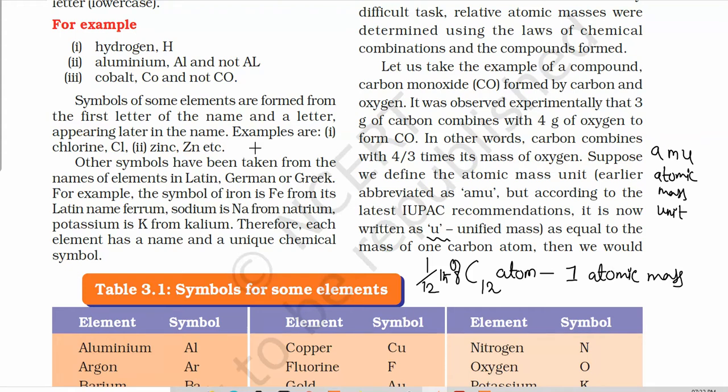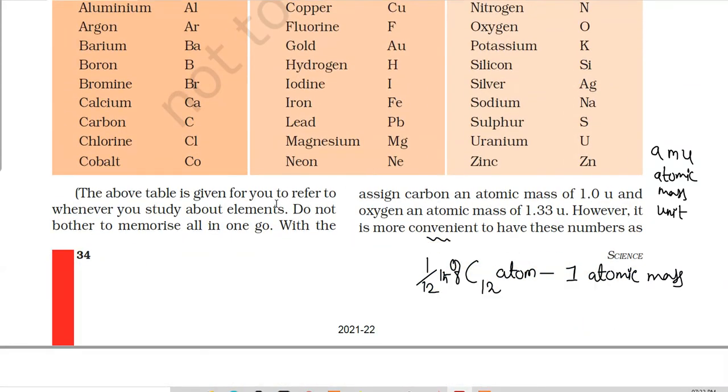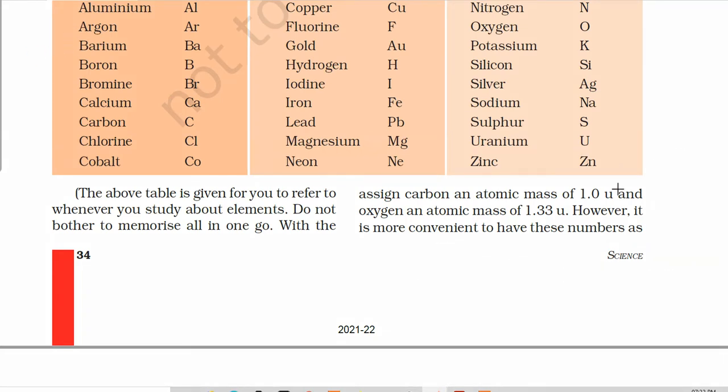Then we would conclude that the carbon atom will have an atomic mass of 1 unit, and oxygen will have an atomic mass of 1.33, as 4 by 3 into 1.